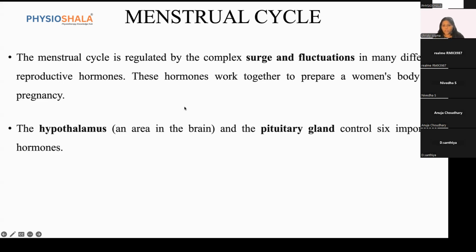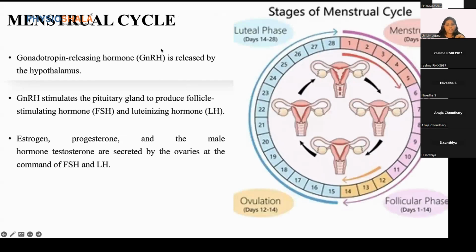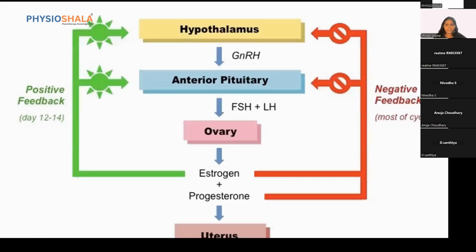These hormones work together for the synchronized activity between the ovary and the endometrium. The hypothalamus and the pituitary gland control the six hormones which are responsible for menstruation. In the menstrual cycle, first a gonadotrophin releasing hormone is released from the hypothalamus. So the hypothalamus is the site from which the gonadotrophin releasing hormone gets released. It will act on the anterior pituitary.